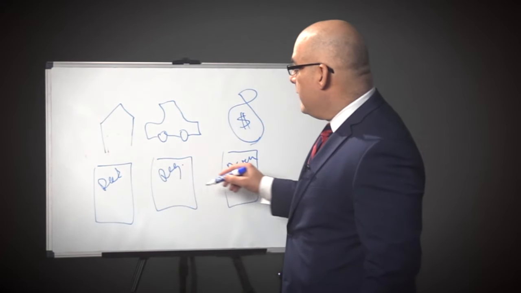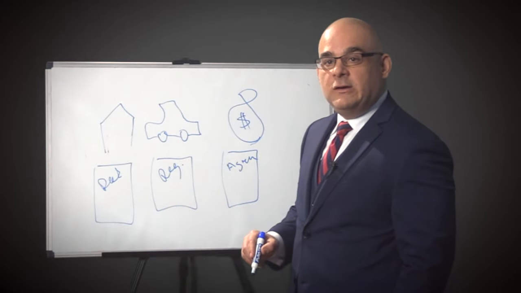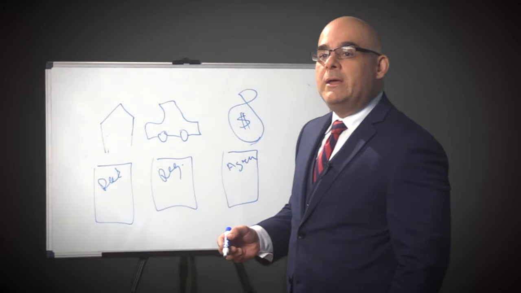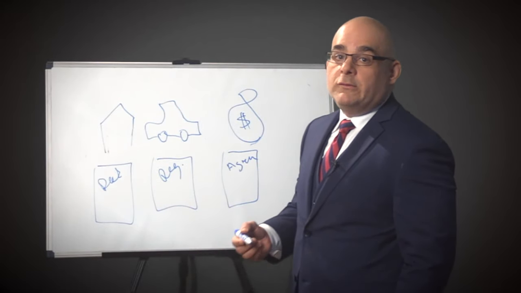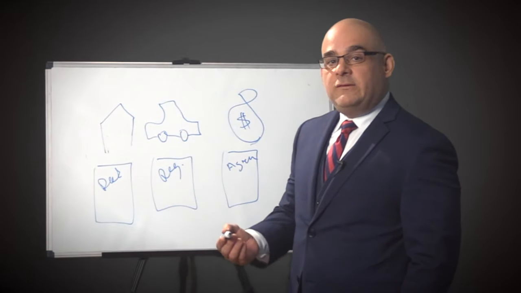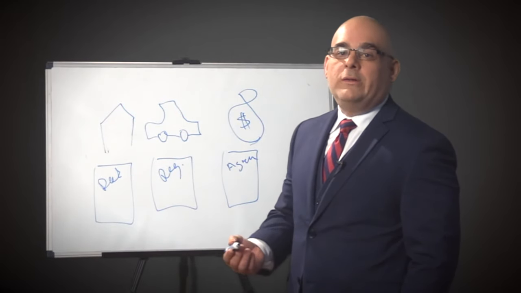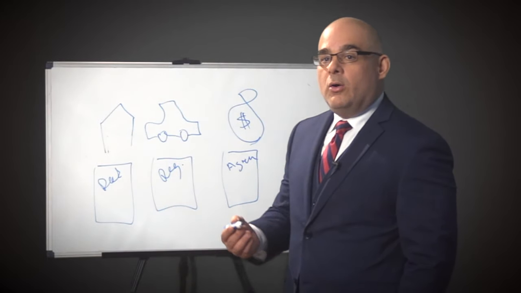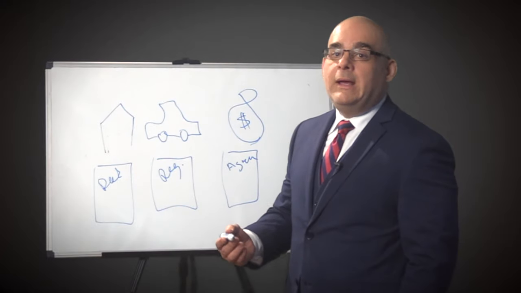We first look at these underlying documents and see if there's a beneficiary designation. Most of the time there's not, so then we go to the next step, which is to see if there's a will. If there's no will, then we have to go intestate. An intestacy is basically a will that the state creates for you. In either case, when we're dealing with a will or intestacy, we're in court. We're in probate court.